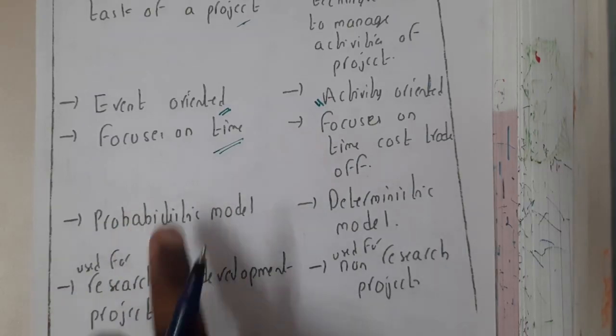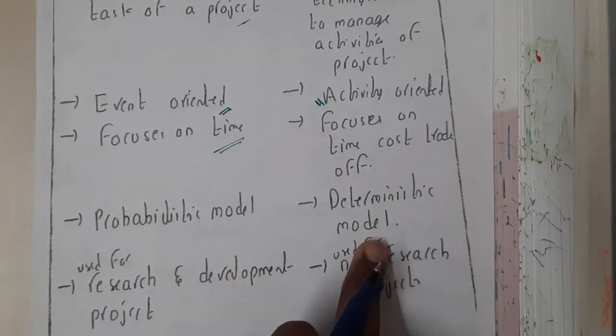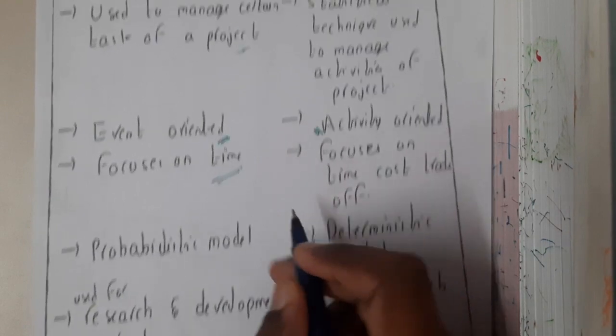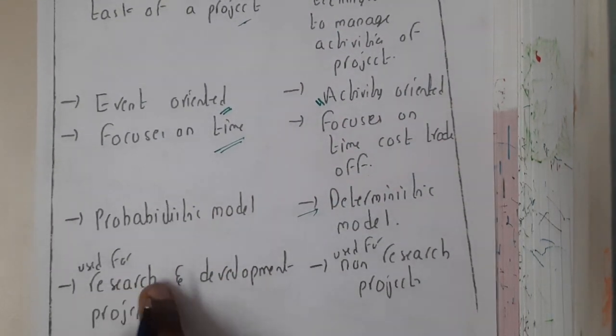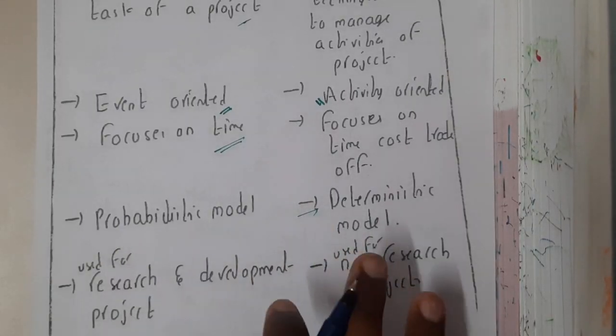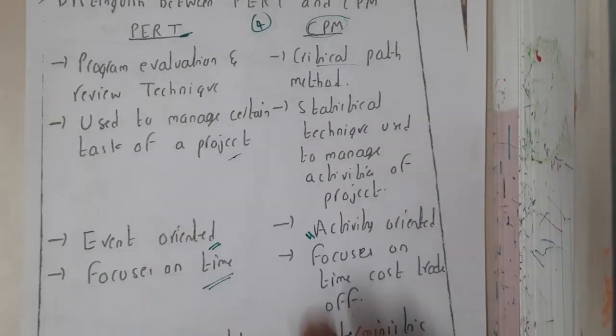So this is a probabilistic method and this is a deterministic method. Why is it a deterministic method? Because we are doing statistical analysis here, because we will be getting the exact values. This is used for research purposes and this is not used for research purposes. So I hope everyone got some basic idea about these two concepts, right?